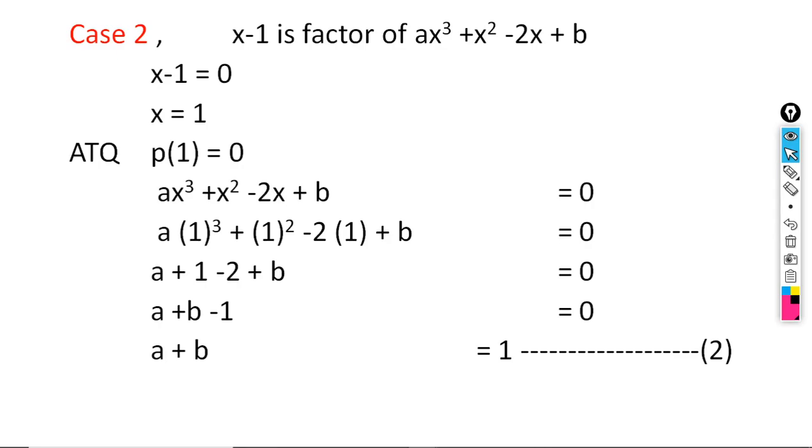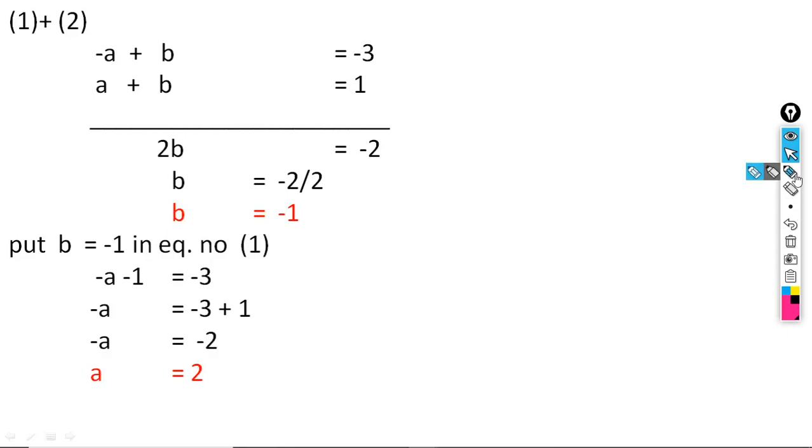For solving equations 1 and 2, I am following the elimination method. For this, you have to check the coefficients of a and b. If the coefficients are the same, we select subtraction, otherwise addition. Let us check here. The first equation is minus a plus b equals minus 3, and the second is a plus b equals 1. You see that the coefficient of a is minus 1 in one and 1 in the other. When we add them, a will cancel and we are left with only b. That's why I have selected the addition operation here, for the simple reason that minus a and a cancel out when we add them.